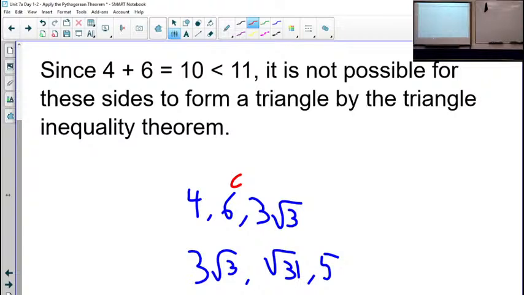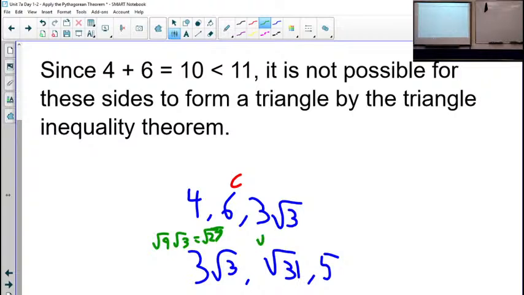Three square root of 3. Again, you can feel free to use your calculator to get out the decimal. But here's how we could get it without a calculator. 3 square root of 3 comes from the square root of 9 times the square root of 3, right? Because 3 is the square root of 9. And so square root of 9 times square root of 3 is square root of 27. So this is square root of 27.